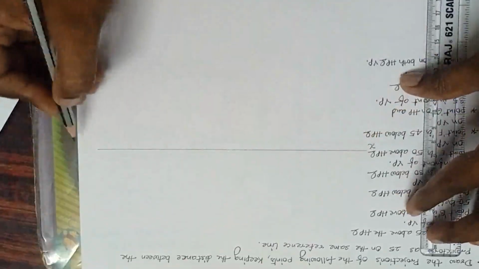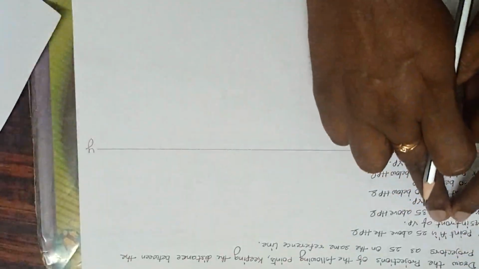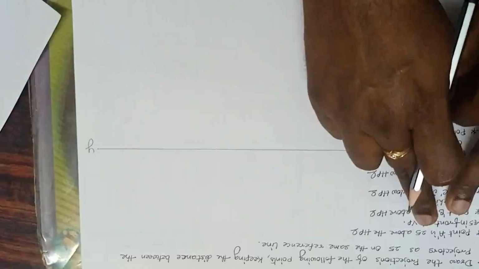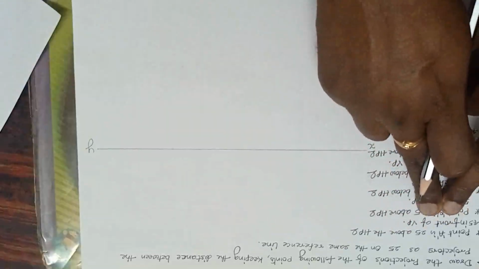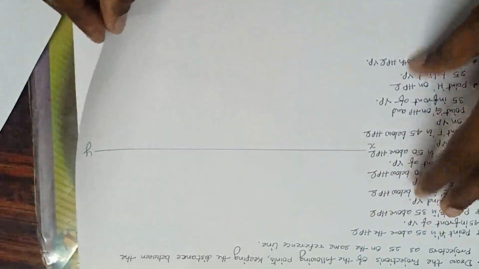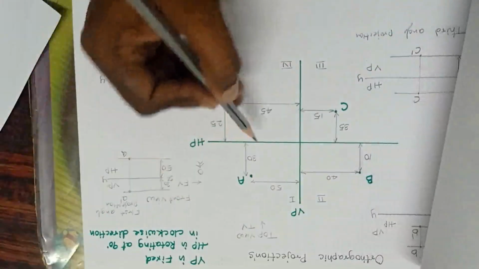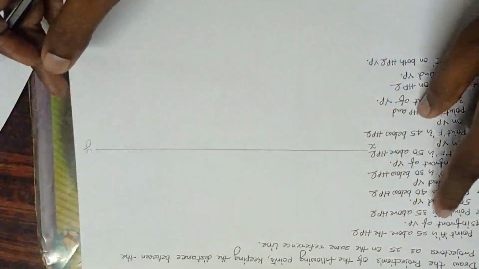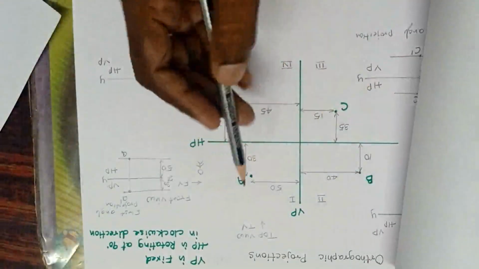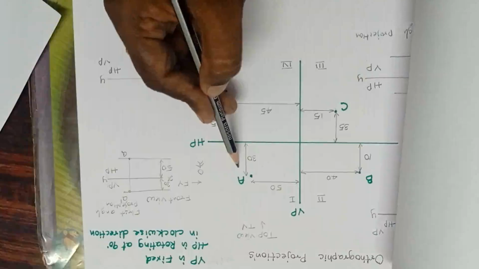This is X, this is Y. Done. Now let us come to the point A, which is 25 above the HP and 45 in front of VP. What is it telling? 25 above the HP. Above the HP, it may be in the first or second. Next, 45 in front of VP. In front of VP means it is falling in the first quadrant.